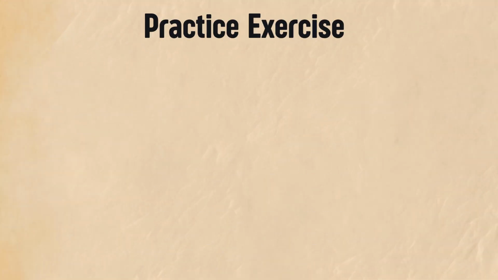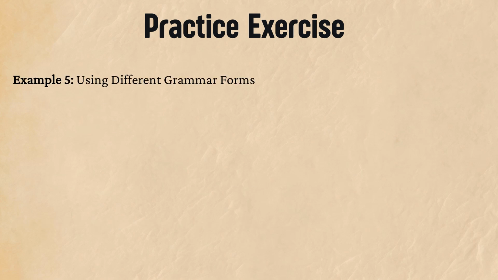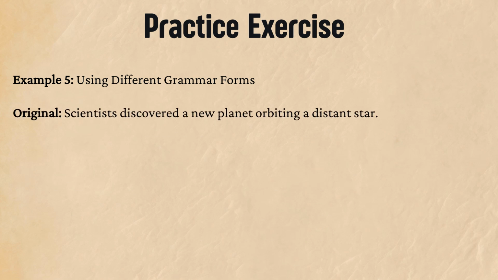Take a look at the last one, which is using different grammar forms. If active voice is given, change it to passive. If passive is given, change it to active. Now the original sentence here is: scientists discovered a new planet orbiting a distant star. Here the subject is scientists, and the object is a new planet.